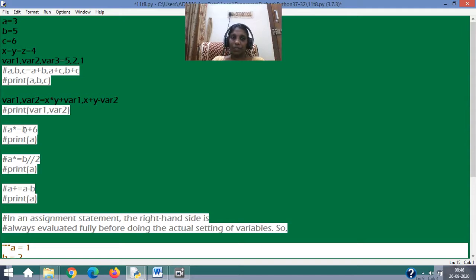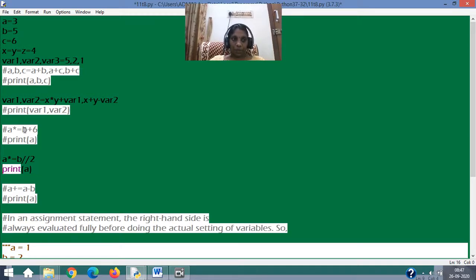So each time A's value was changing, but when the comment is happening, the operation is ignored, or the particular Python statement is ignored, and we are dealing again with the initial value of A. So here I am back with my next one.